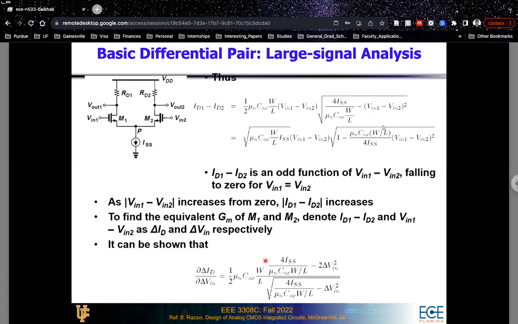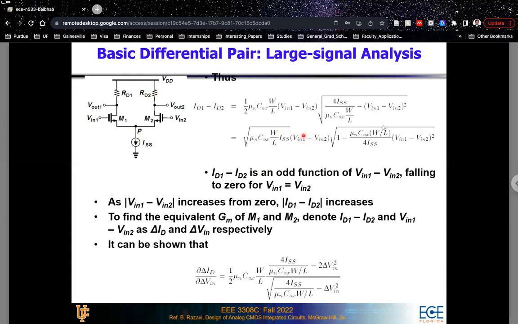And you can also find out the value of your GM by taking a derivative of your del ID with respect to your del V in, and that will give you, again, a complex equation like this. But as I said, if you have a very complex equation like this, probably that's not much useful to a circuit design engineer. So you have to simplify it, and you have to use it with conditions where your life becomes much more simple. How to do that? And you already know how to do that.